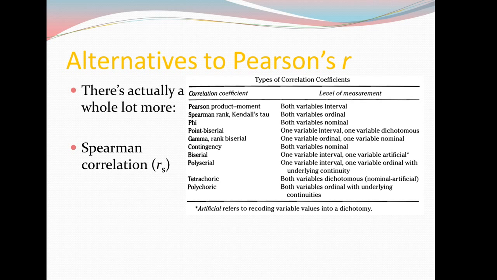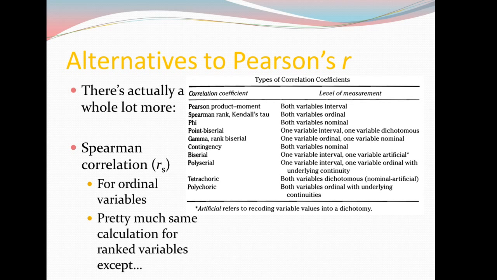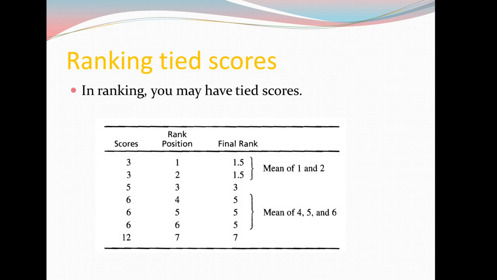And then there's a couple others which you probably won't get into, but they're good to know. Spearman correlation is referred to as r sub s, just for future knowledge, and it's for ordinal variables. It's pretty much the same calculation. It's Pearson's R, except that you rank your variables and then calculate a Pearson's R. But it's pretty much the exact same thing.